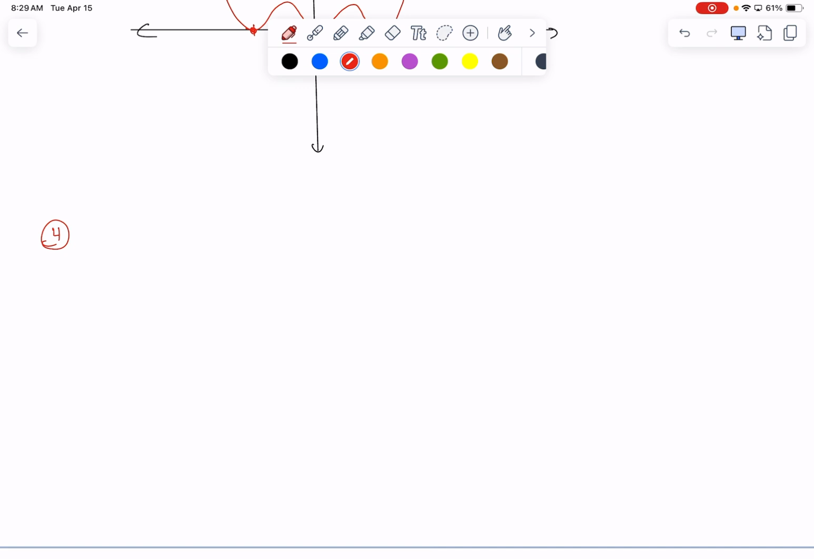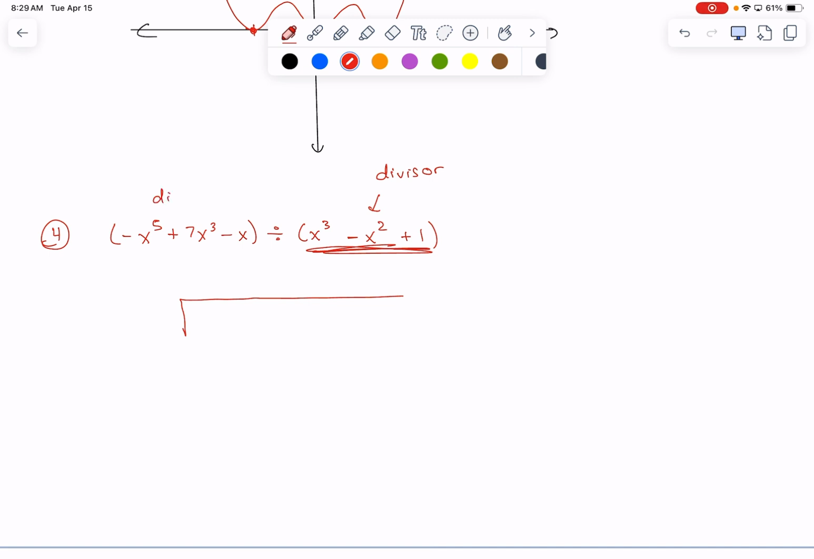All right, so number 4. We've got negative x to the 5th plus 7x cubed minus x divided by x cubed minus x squared plus 1. All right, we're doing long division. Which one's the dividend? X cubed? Nope. Which one's the dividend? Negative x to the 5th. You're dividing by this one. This is the divisor. You're dividing by it. Just read it. It's negative x to the 5th plus 7x cubed minus x divided by x to the 3rd minus x squared plus 1. So this is the dividend.